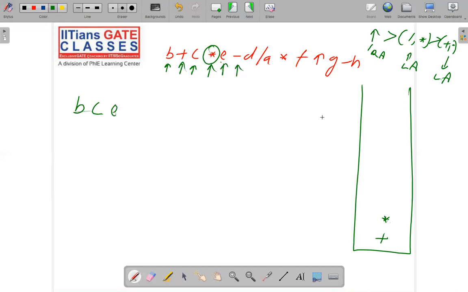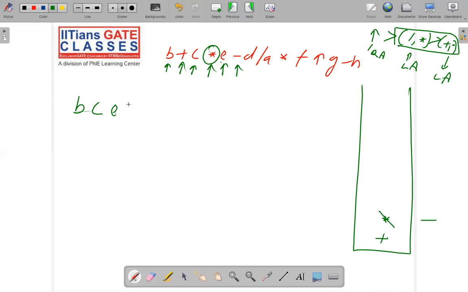Now minus has come up. Once minus has come up, what to do in that case? We pop until, because minus has low priority. See here, minus has low priority compared to star. We pop until we find a low priority or right associativity, but minus is left associative. Minus and plus are left associative, so we'll pop star first.